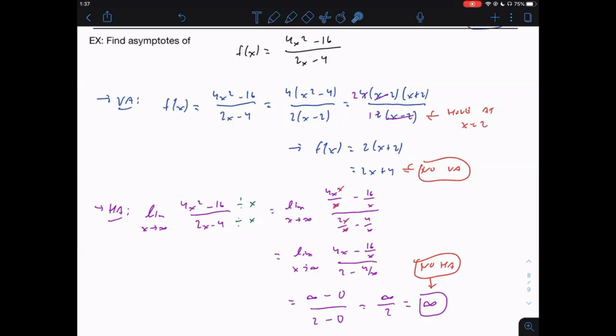So now that we have done this algebra review here of asymptotes, let's now do some examples of relative extrema for these rational functions.